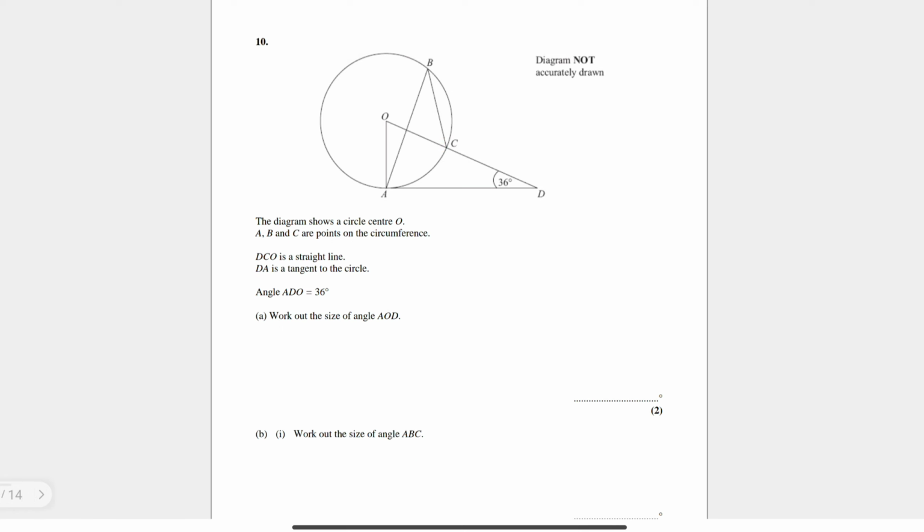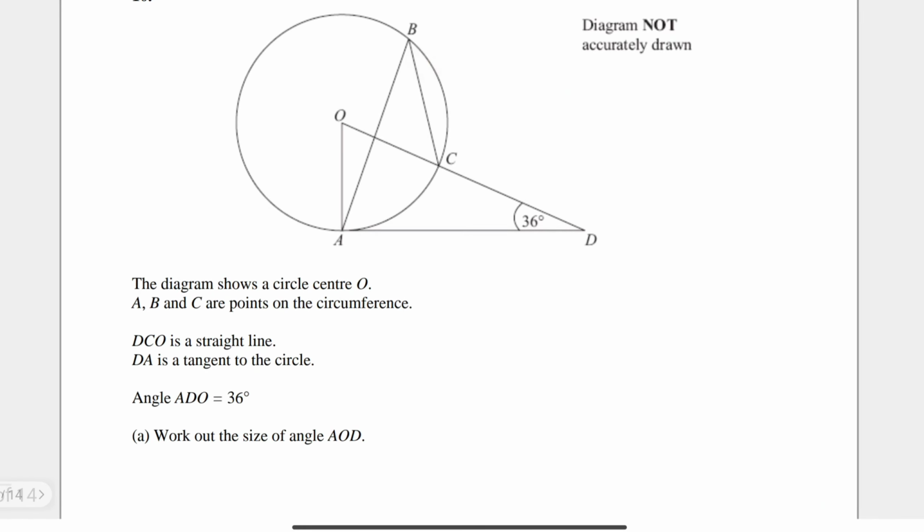You can pause this video and attempt this question before you see the solution. Okay, let's work it out. The diagram shows a circle with center O. ABC are points on the circumference. DCO is a straight line, as we can see, and DA is the tangent to the circle. Angle ADO is 36 degrees. So work out the size of angle AOD. So AOD is the angle we have right here.